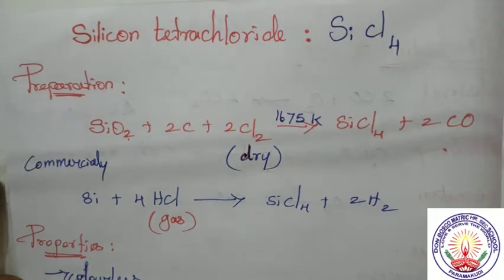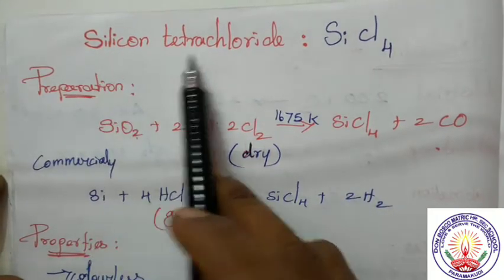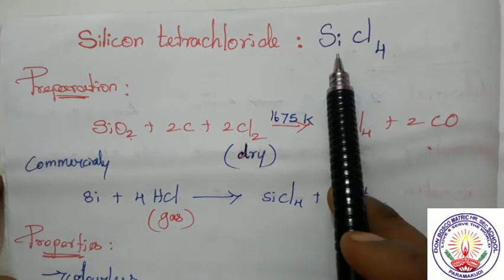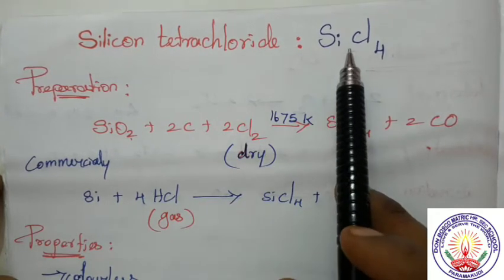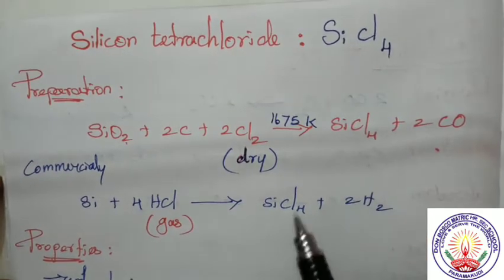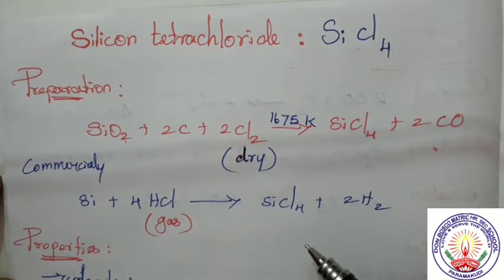Good morning students, here we shall see about silicon tetrachloride. Its molecular formula is SiCl4. Here we can see two types of preparation.